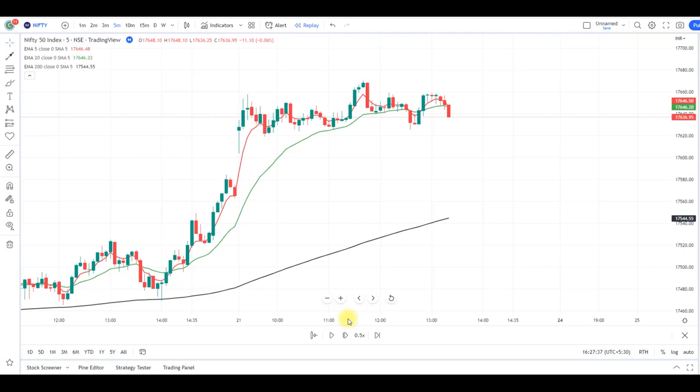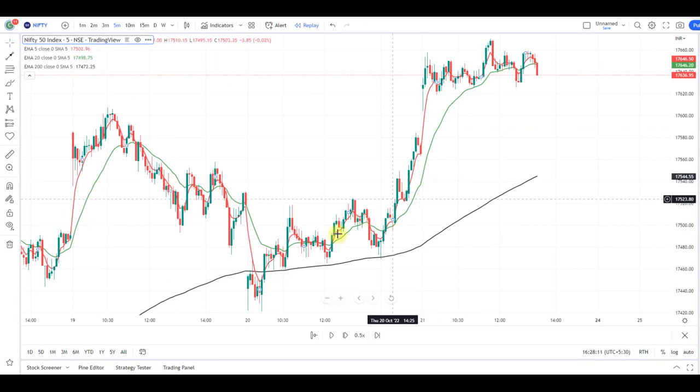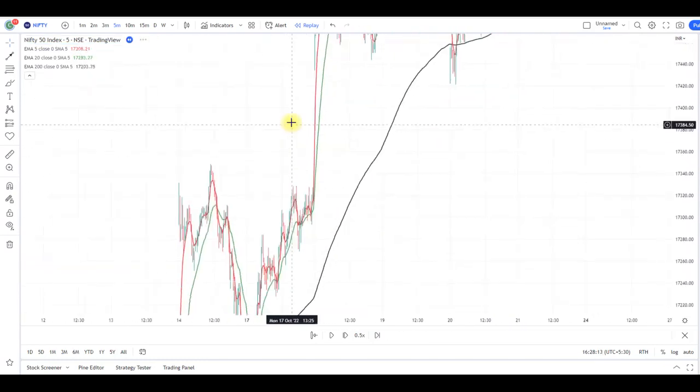Till now, we have seen 5, 20 and 200 EMA crossovers. This crossover will not happen daily. So in that case, how can we enter into the trade? For that, I have one more setup. We can see that now. Nifty has given a bullish crossover here.